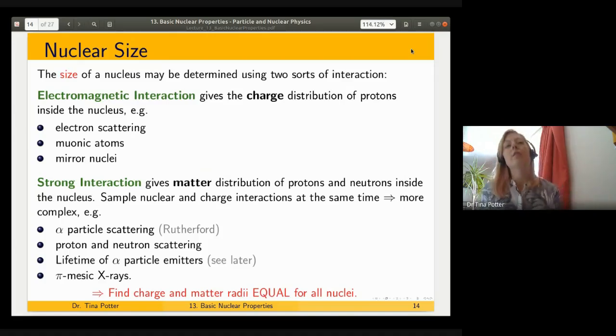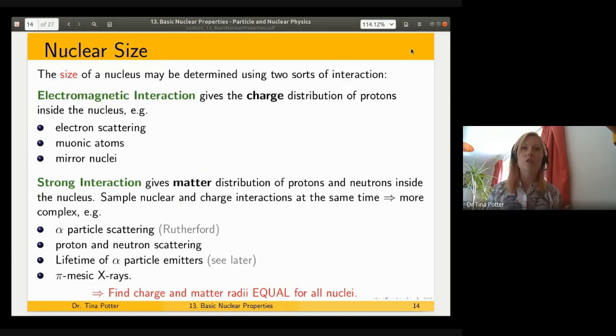The next to final thing that we're interested in here is, what is the size of a nucleus? And this is something that we can use both the electromagnetic and the strong interactions for. So if we use the electromagnetic interaction, that will be the interaction between charged particles. So it's going to tell us where those charged particles, where the protons are inside the nucleus.